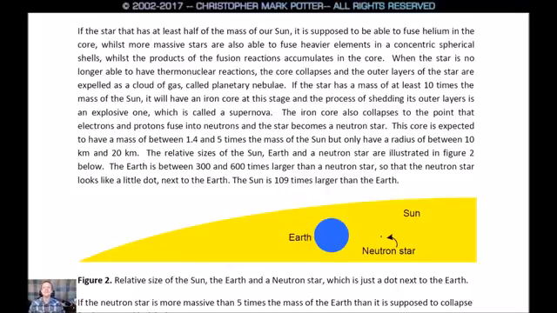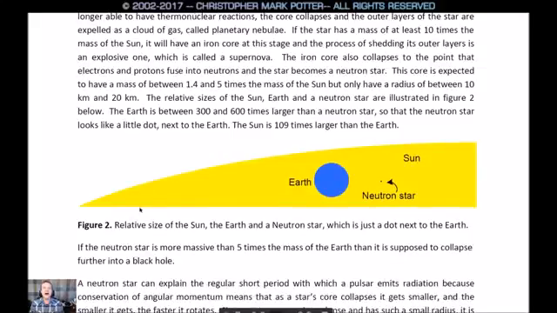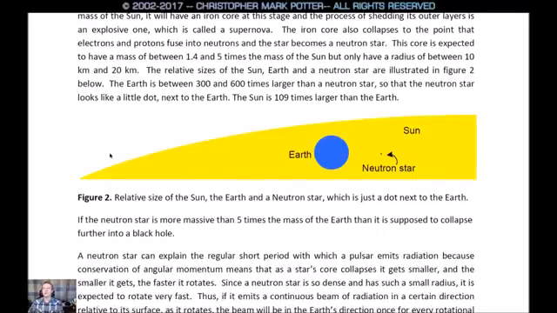If the star has a mass of at least 10 times the mass of the sun, it will have an iron core at this stage, and the process of shedding its outer layers is an explosive one, which is called a supernova. The iron core also collapses to the point that electrons and protons fuse into neutrons, and the star becomes a neutron star. This core is expected to have a mass of between 1.4 and 5 times the mass of the sun, but only have a radius of between 10 kilometers and 20 kilometers. The relative sizes of the sun, Earth, and the neutron star are illustrated in Figure 2 below.